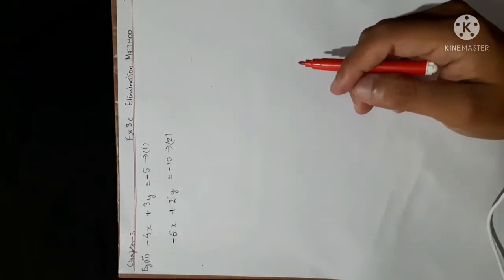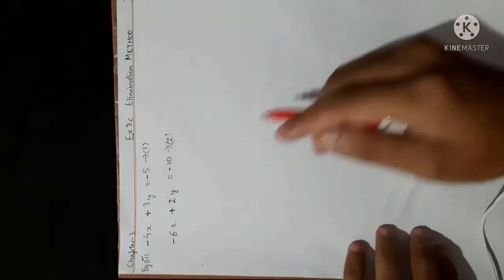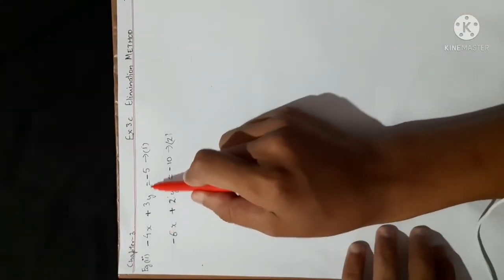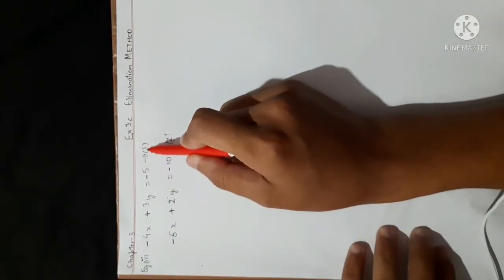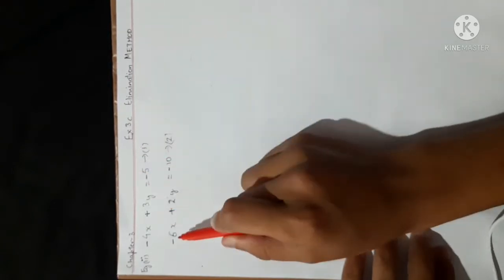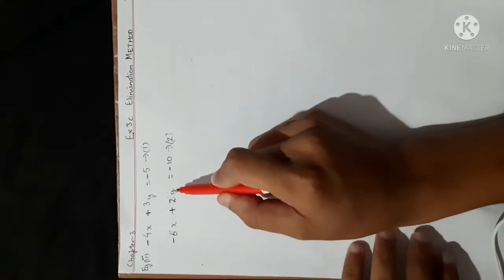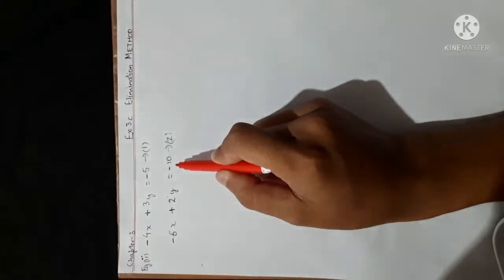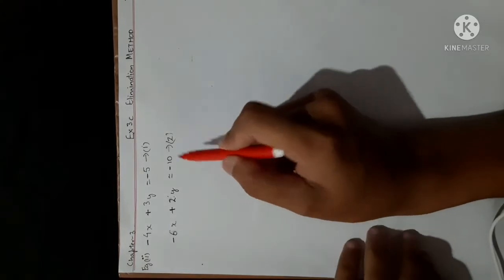Let us do another question by solving by elimination method. So here we have minus 4x plus 3y equal minus 5. Let this be equation 1. Minus 6x plus 2y equal minus 10. Let this be equation number 2.